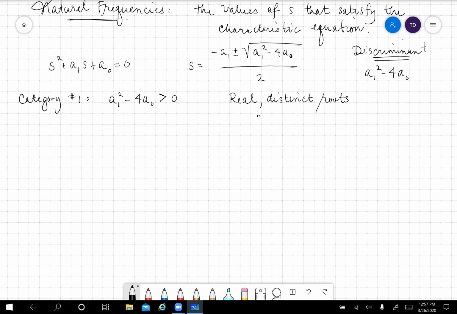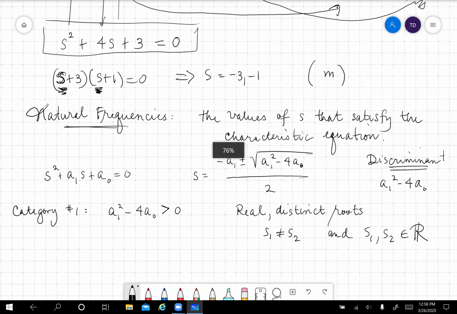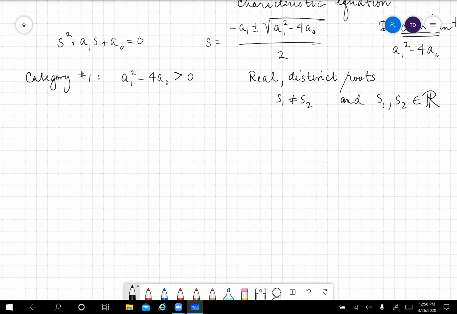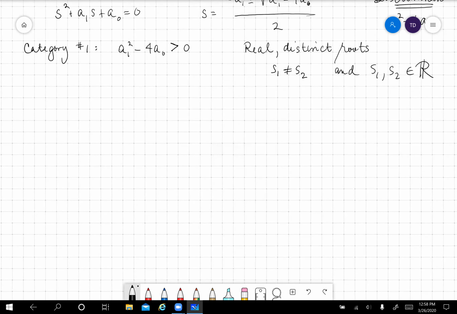That is, S1 is not equal to S2, so they're distinct. They are both different from each other. And S1 and S2 are reals. And that would be this example right here. Here's S1, there's S2. They are both real numbers and they are not equal to each other. That's category 1. And we'll come back and describe some more about that.